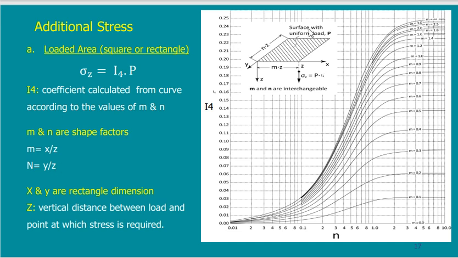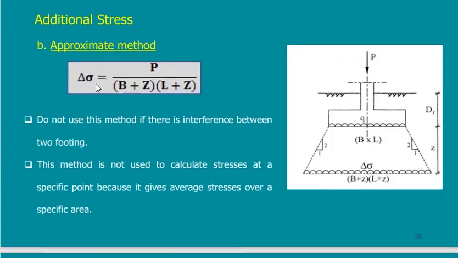So I have a loaded area that has dimensions, and I refer the dimensions to the depth Z. I will calculate M and N, use M here, N here, go to the curve of N, cut it in a point, go horizontally, get I4, apply it in the equation to get the delta Z, which is the stress at a point at the corner of a loaded area at a depth Z. So this is the first method.